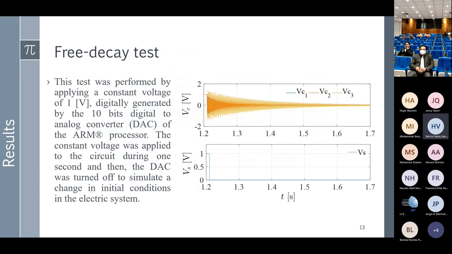Now we have the free decay test. This test was performed by applying a constant voltage of 1 volt, digitally generated by the 10-bit digital-to-analog converter of the ARM processor. The constant voltage was applied to the circuit for 1 second, and then the DSA was turned off to simulate a change in the initial conditions of the electric system. Here you can see the system response and the excitation signal in the time domain.